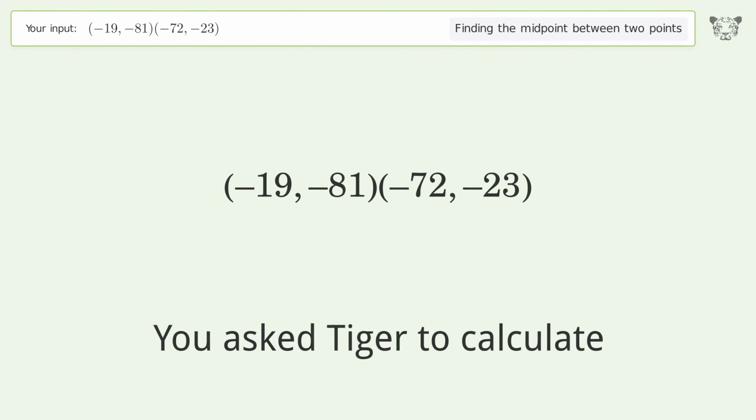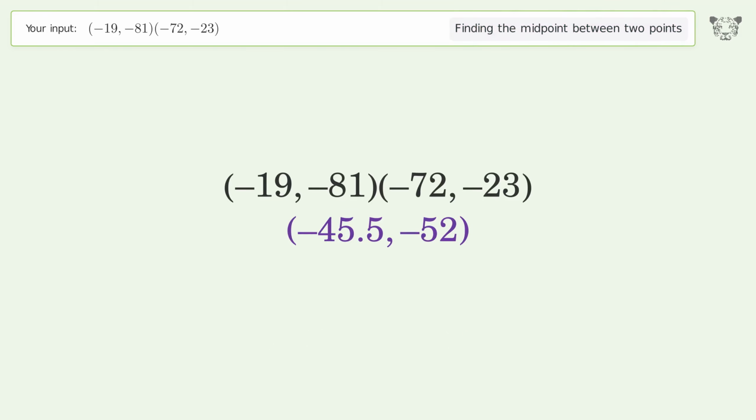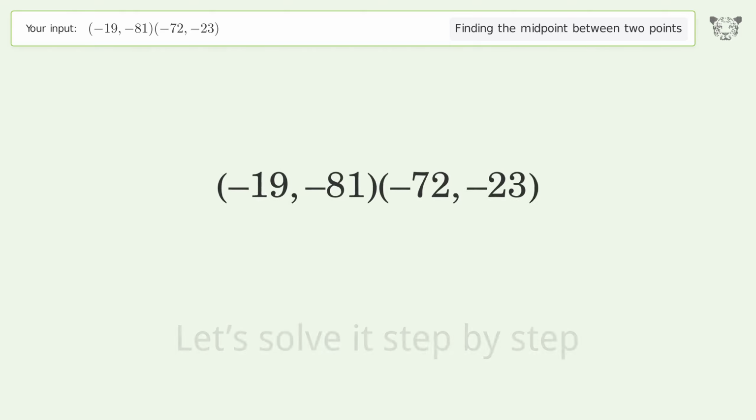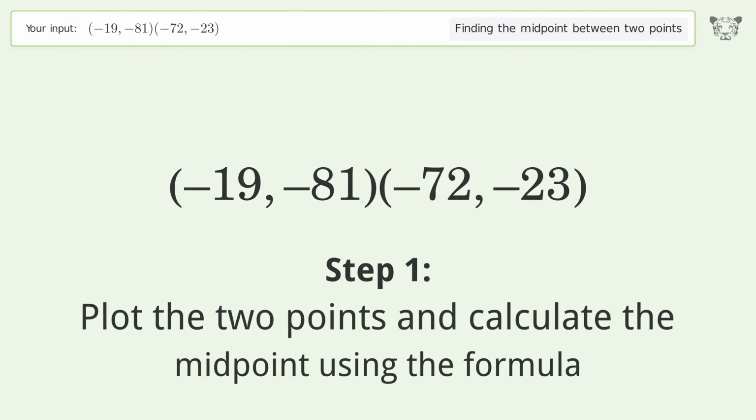You ask Tiger to calculate. This deals with finding the midpoint between 2 points. The midpoint between the 2 points is negative 45.5, negative 52. Let's solve it step by step. Plot the 2 points and calculate the midpoint using the formula.